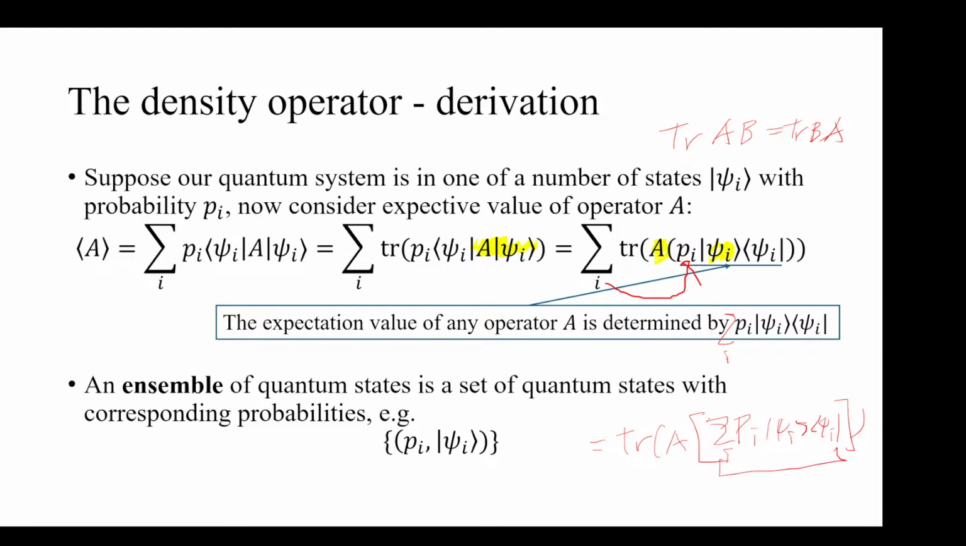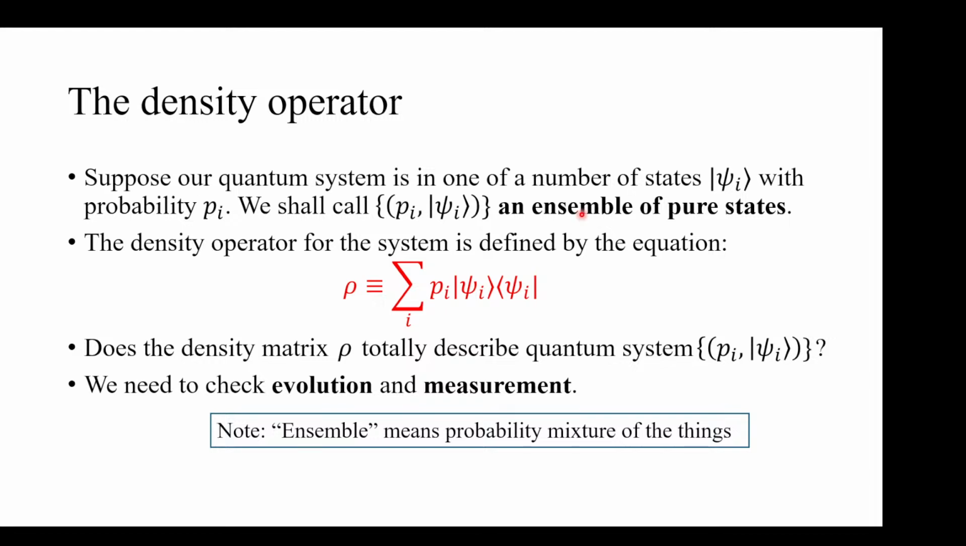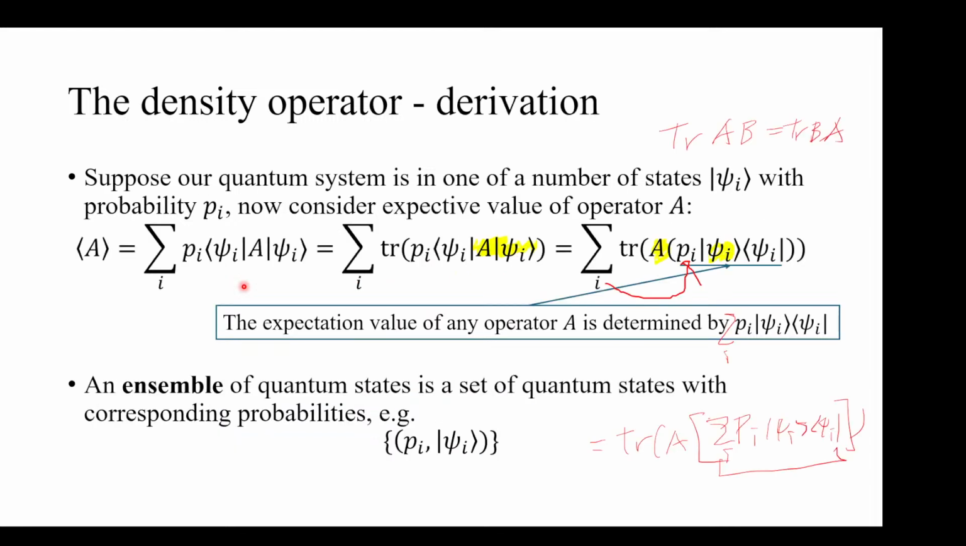We are going to see that this is our density matrix for every probability-state pair. In particular, let's start with some terminology first. We have a whole bunch of states psi i, each associated with a probability pi. We call this set of pairs pi, psi i an ensemble. It's an ensemble of pure states. In physics, ensemble just means a probability mixture of things, and the things here are the pure states.